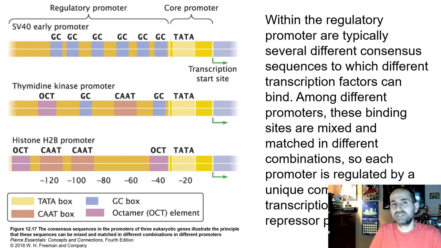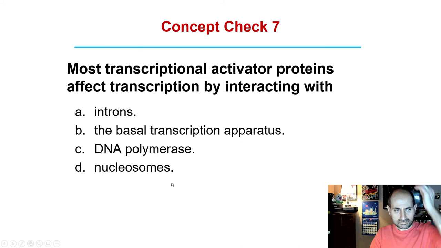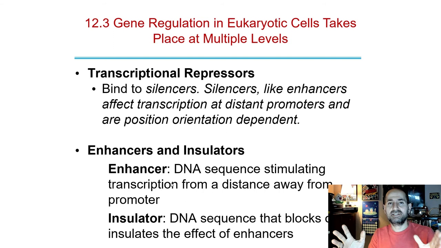So that's another way of regulating gene expression: different tissue types in your body may express different types of these transactivators, different types of these transcriptional regulator proteins. Does that make sense? This transcriptional regulator protein may only be expressed in your heart cells, right? In your skin cells, you may not have this transcriptional activator protein at all. Interesting stuff.